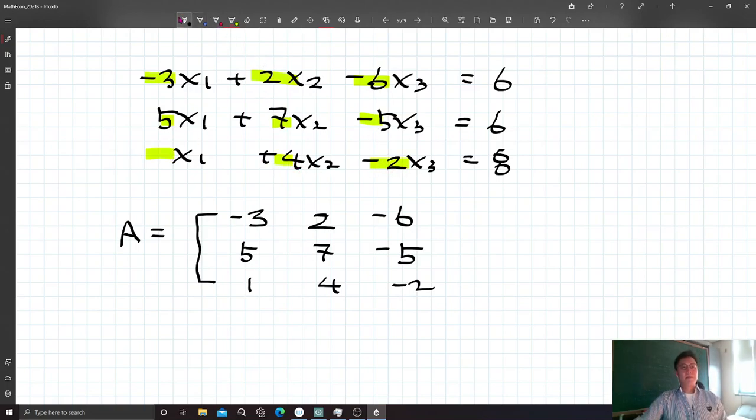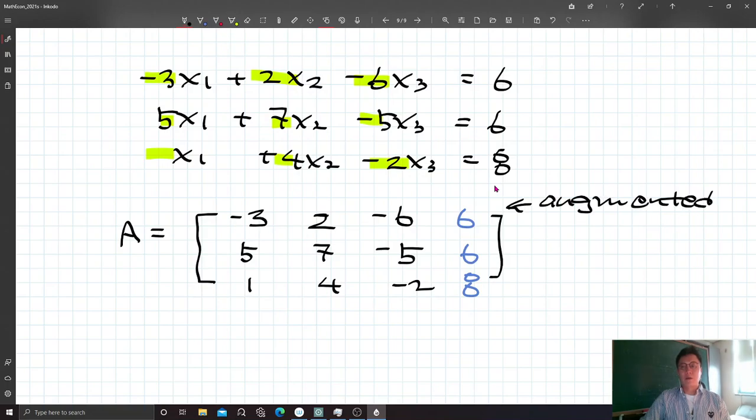That is 1. And the parameter matrix, that is 6, 6, 8. Okay. And then we add one more column to this coefficient matrix to construct an augmented matrix. So this is called the augmented matrix associated with this system.